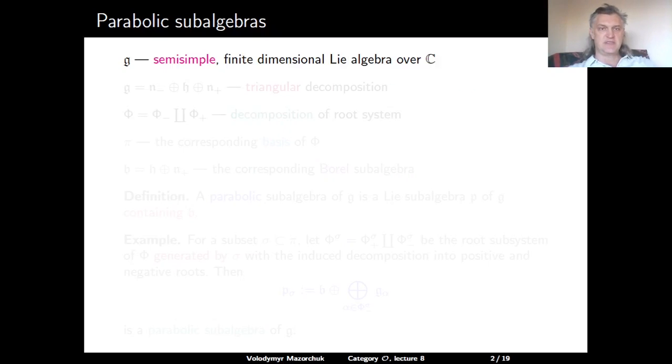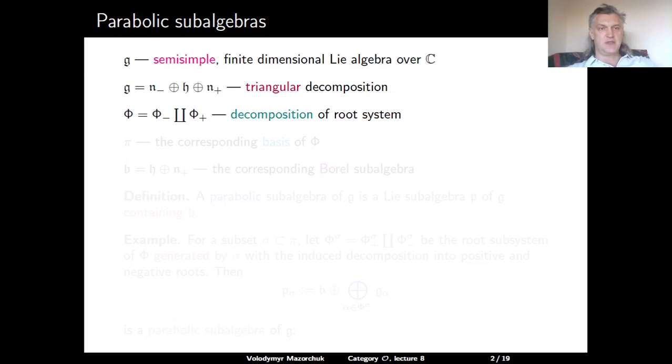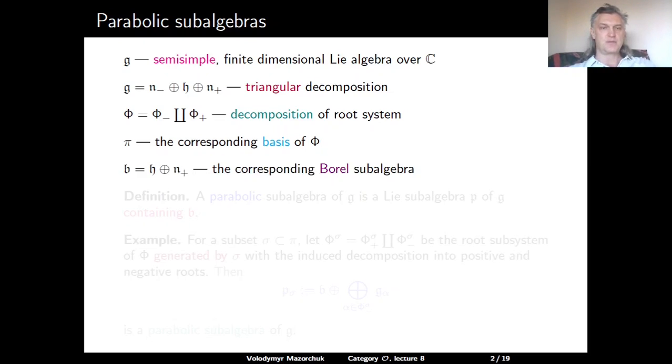So we work with a semi-simple finite-dimensional complex Lie algebra g with a fixed triangular decomposition into the negative part n minus, the Cartan subalgebra h, and the positive part n plus. Associated to this decomposition, we have the decomposition of the root system Φ of g into negative and positive roots. And we denote by Π the basis of Φ which corresponds to this decomposition. The Borel subalgebra of g is the subalgebra defined as the sum of the Cartan subalgebra and the positive part.